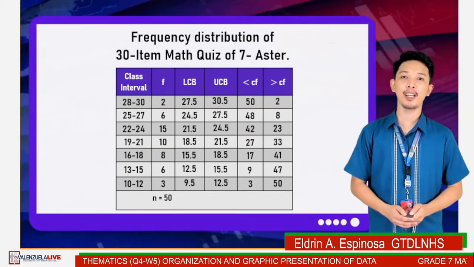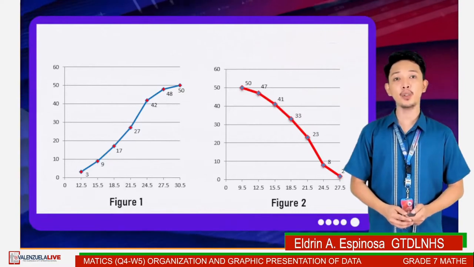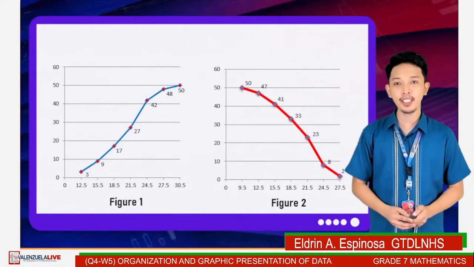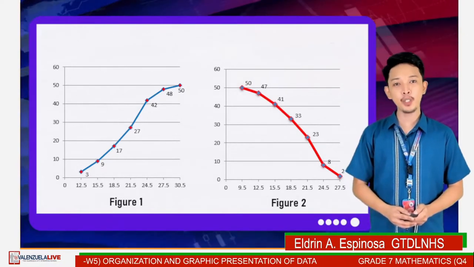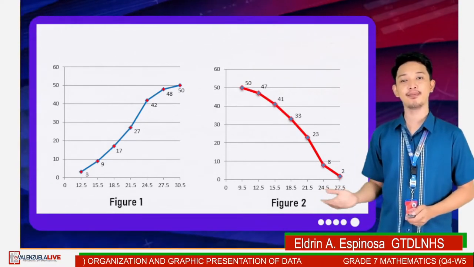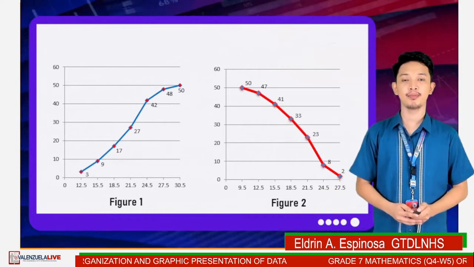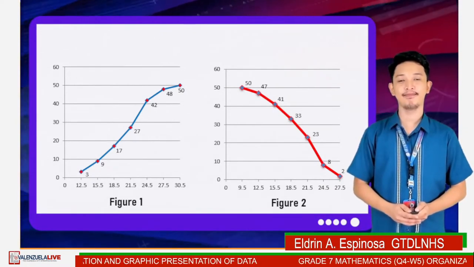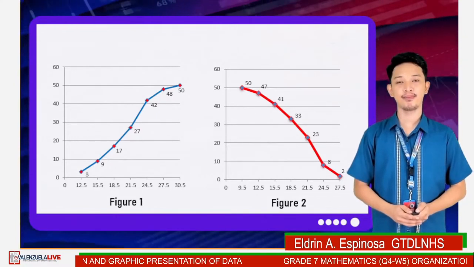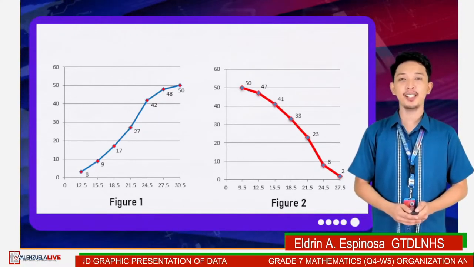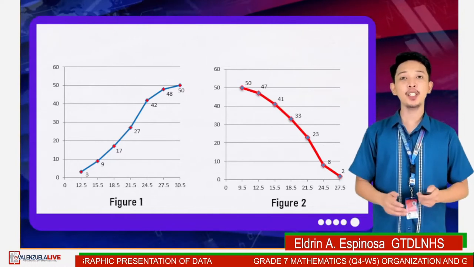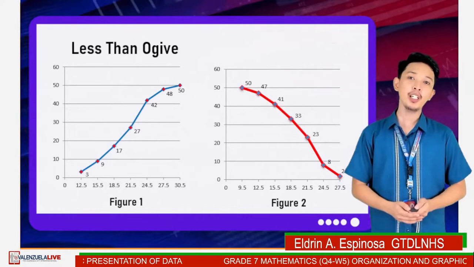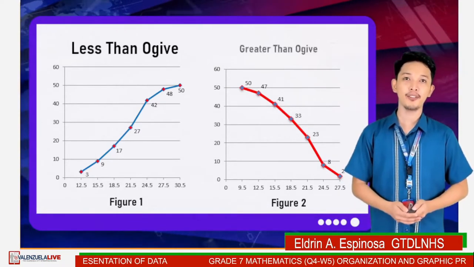Lastly, identify which of the two graphs is the graph of less than ogive and the graph of greater than ogive for the given frequency distribution. 5 seconds, go! Very good! The correct answer is, the figure 1 is for the less than ogive, then the figure 2 is for the greater than ogive.